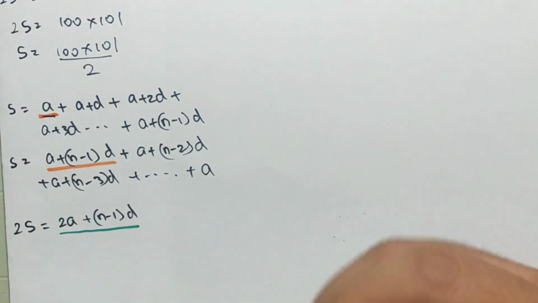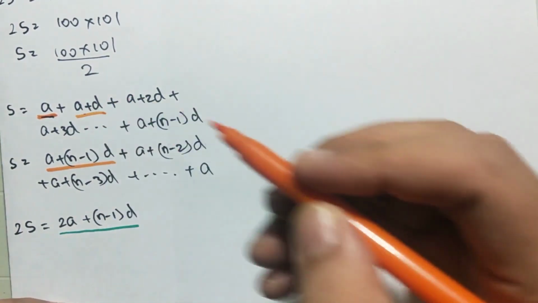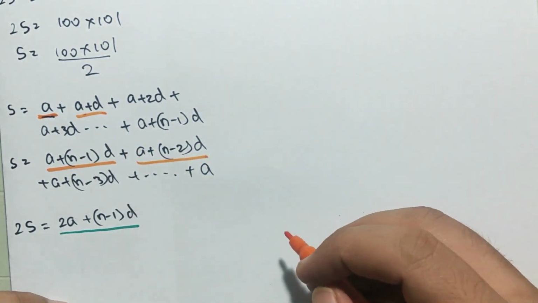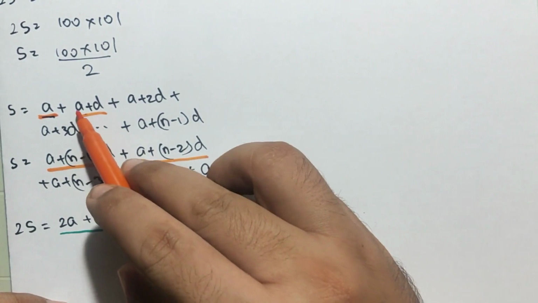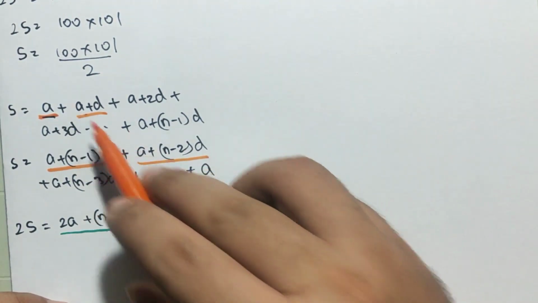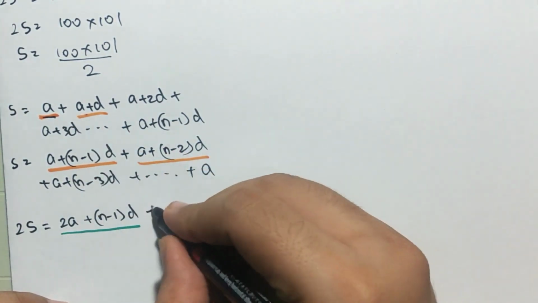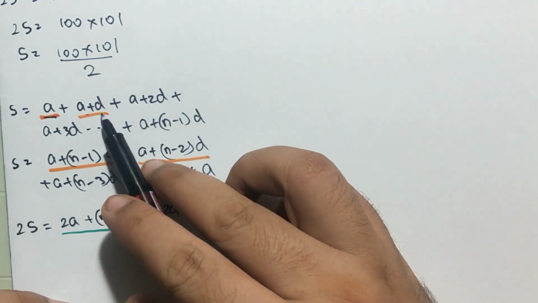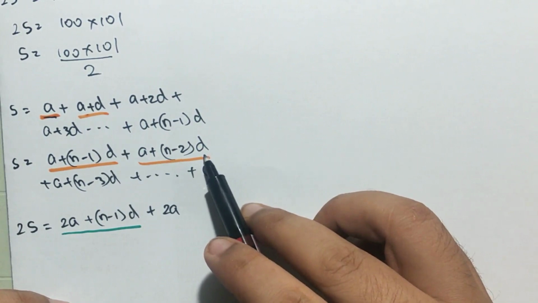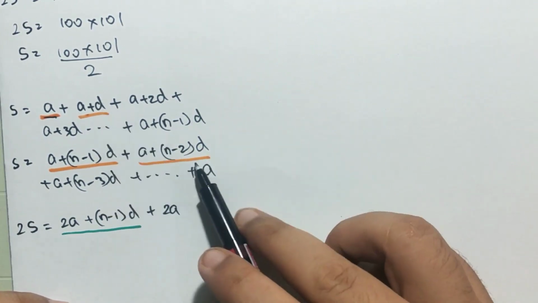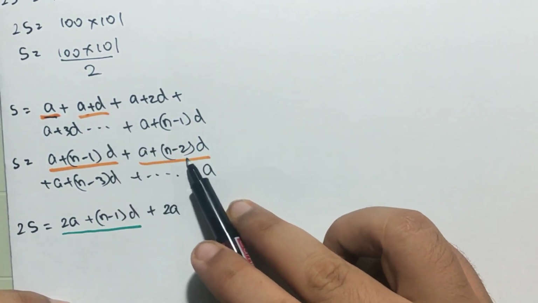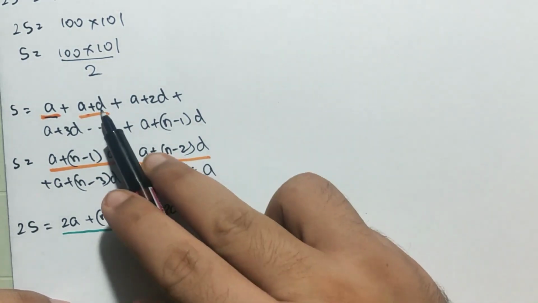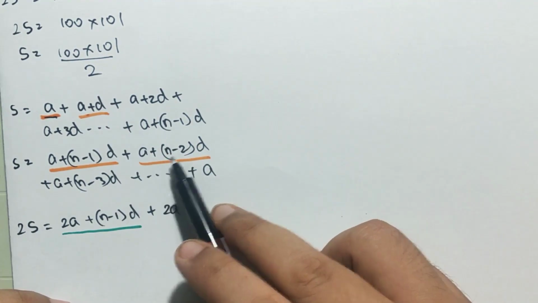Now see the second term of both the equations, a plus d, and here it is a plus n minus 2d. This a and a will add to give me 2a. There is one d over here and there is n minus 2d. If I add one d to it, it will become n minus 1d.